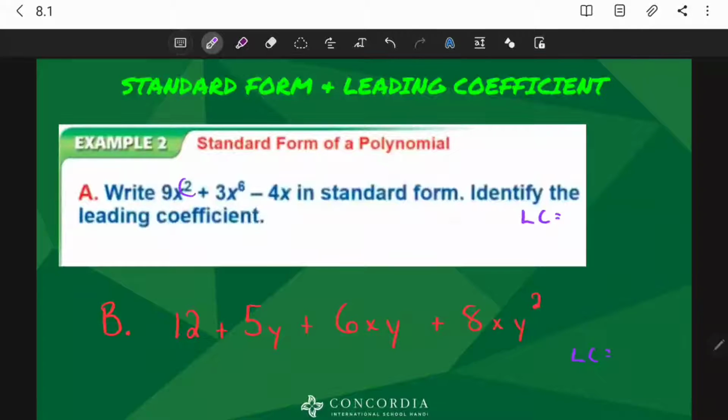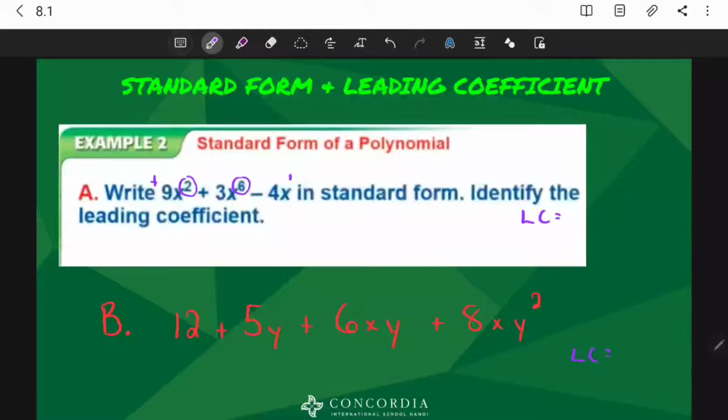This is 9x to the power of 2. This is 3x to the power of 6. This is negative 4x to the power of 1, but we don't need to write that in. So I'm just going to arrange them by dominance. And don't forget, this 9x would actually be a plus 9x.